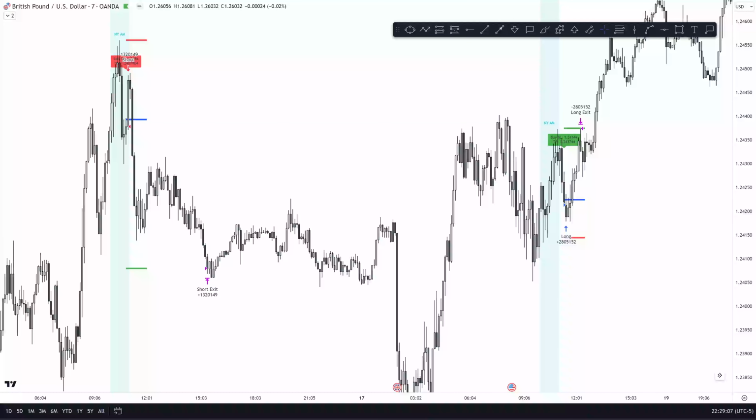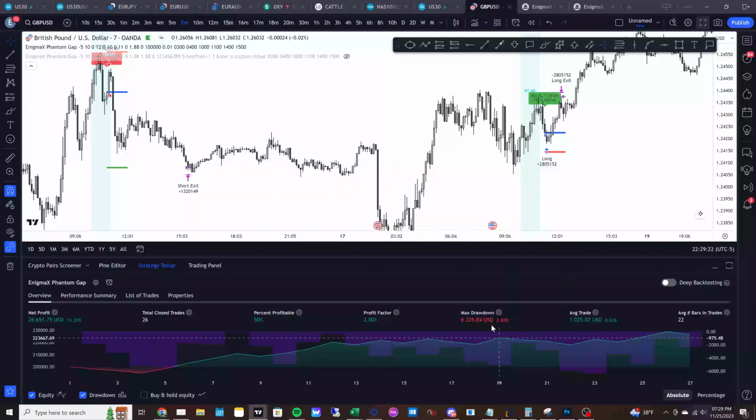Hey guys, so just wanted to give you an update. You all now have access to two versions of the ICT SilverBullet indicator. One is going to be the strategy version, and the other is going to be an updated version of the one you already had.